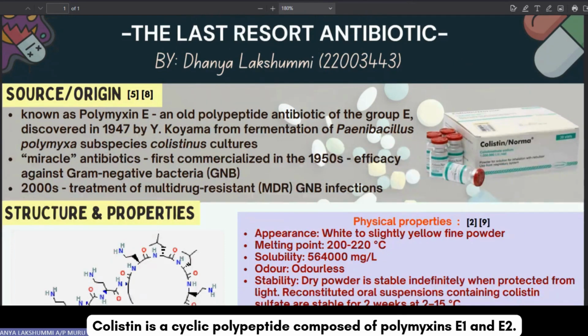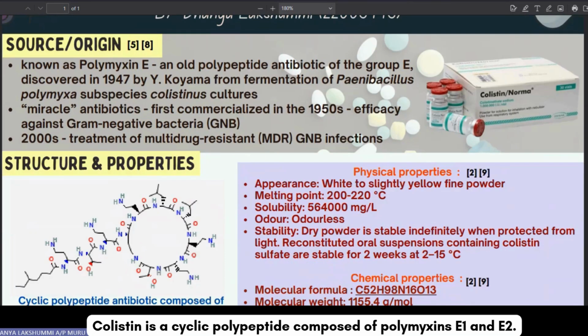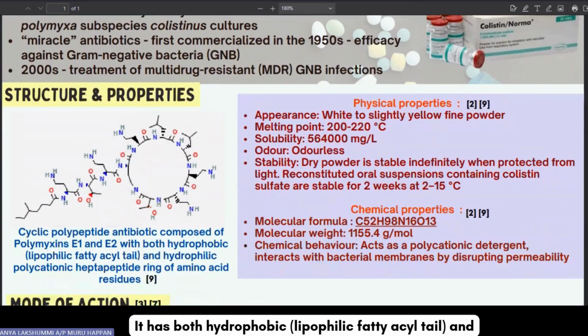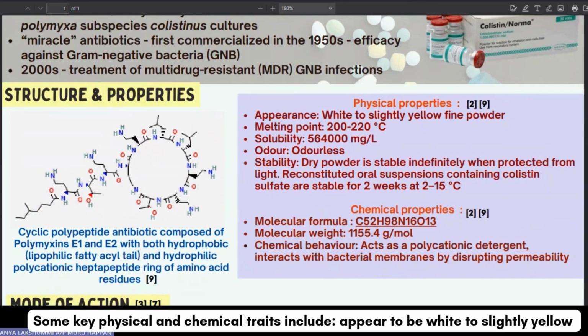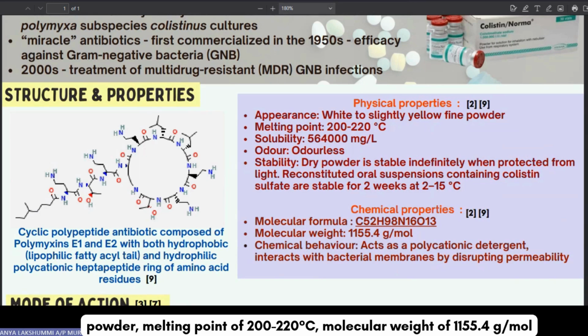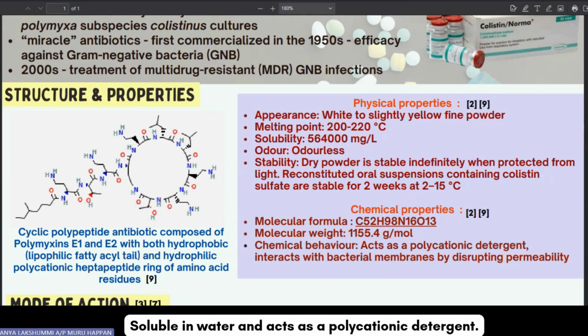Colistin is a cyclic polypeptide composed of polymyxin E1 and E2. It has both a hydrophobic lipophilic fatty acid tail and a hydrophilic polycationic heptapeptide ring of amino acid residues. Some key physical and chemical traits include: it appears as a white to slightly yellow powder, with a melting point of 200 to 220 degrees Celsius, a molecular weight of 1155.4 grams per mole, soluble in water, and acts as a polycationic detergent.